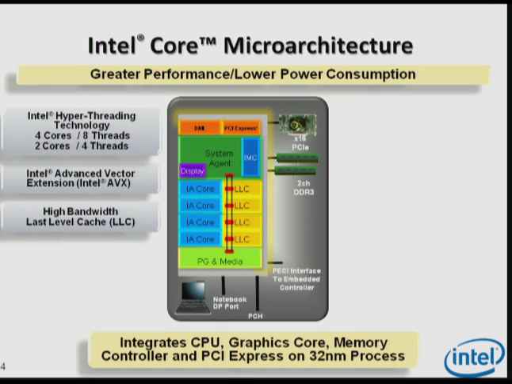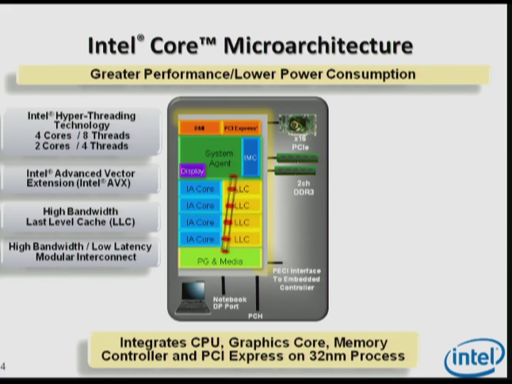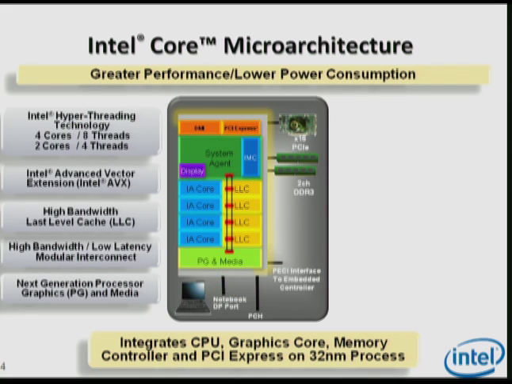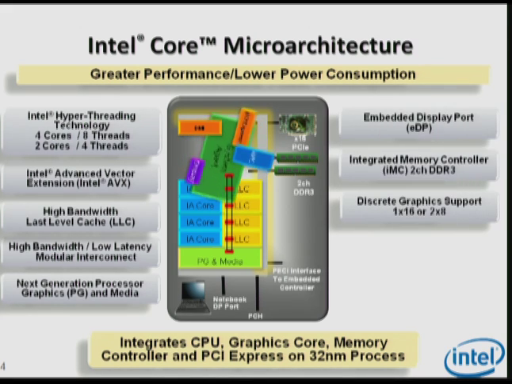Second part of the new microarchitecture is the high bandwidth and low latency for the last level cache, or we call it LLC. The LLC is connected to its agents through a high bandwidth, low latency modular interconnect, the ring architecture, very similar, by the way, to the previous Paulson presentation. We also have the next generation processor graphics and media engine, which we just heard about in the previous presentation.